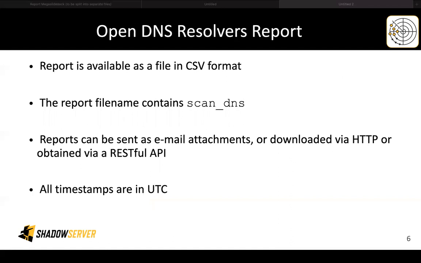The Open DNS Resolver Report. The report is available as a file in CSV format. The report file name contains scan_DNS. Reports can be sent to the consumer as an email attachment, downloaded via HTTP, or obtained via a RESTful API. All report timestamps are given in UTC.